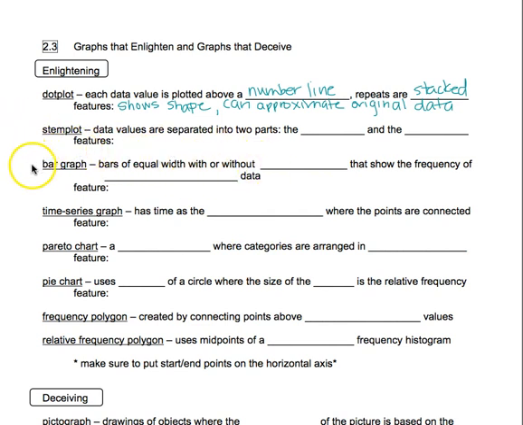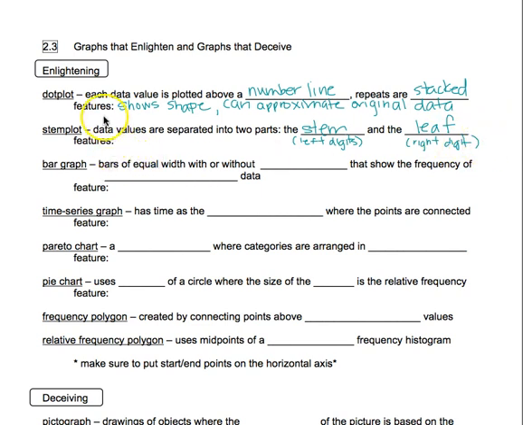Then we have a stem plot. This is also sometimes called a stem and leaf plot. And this is where we have data values separated into two parts. The stem, which is the left digit, usually the tens place. If you have something that has 3 digits, then you would take the first 2 digits. And then the leaf is the right digit, always just 1. So typically the stems are the tens places, the leaves are the ones places.